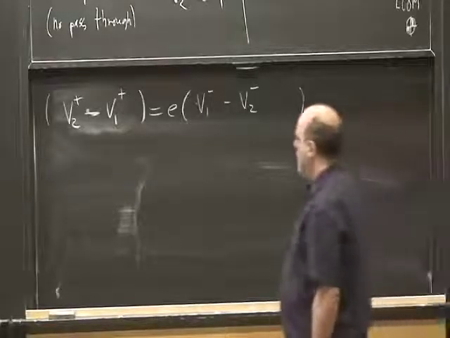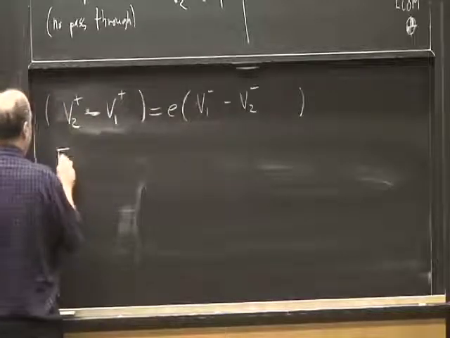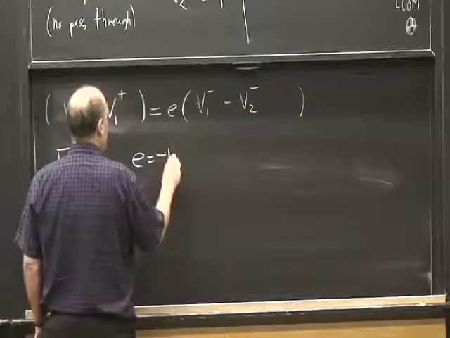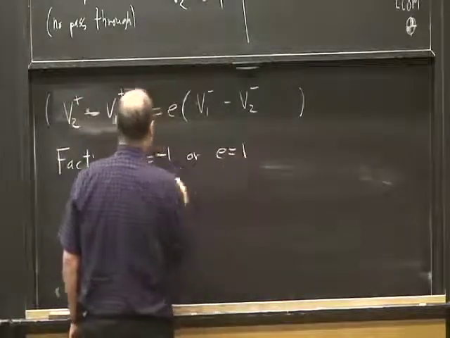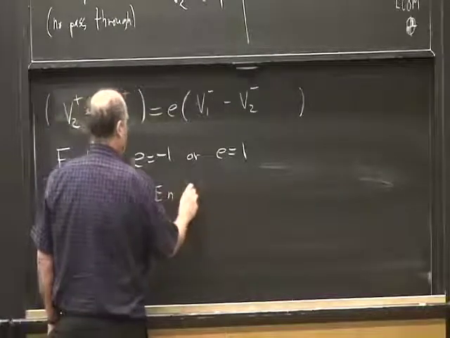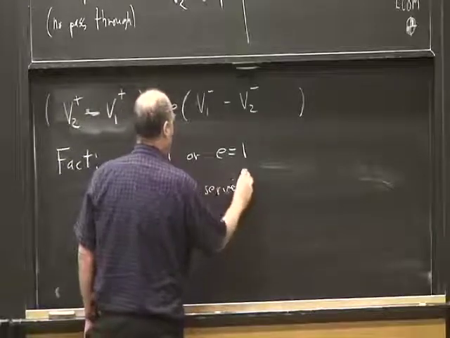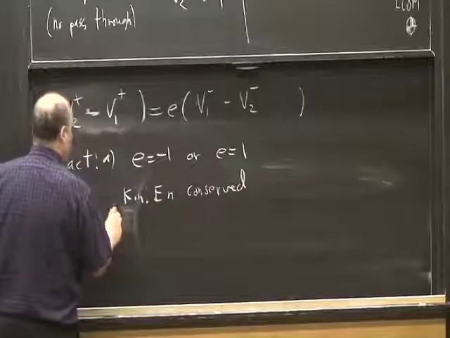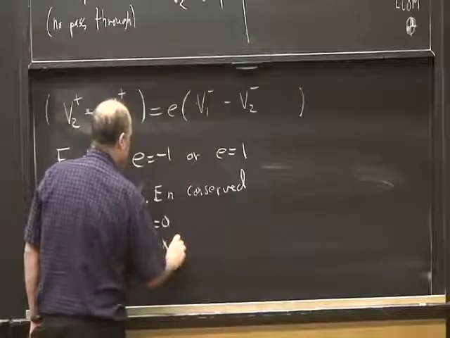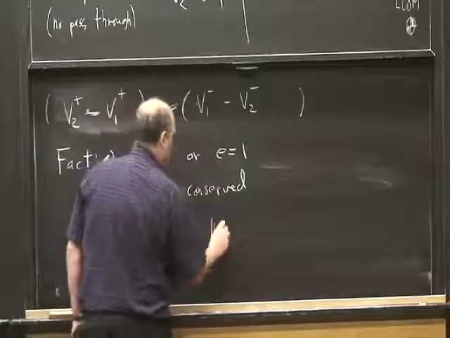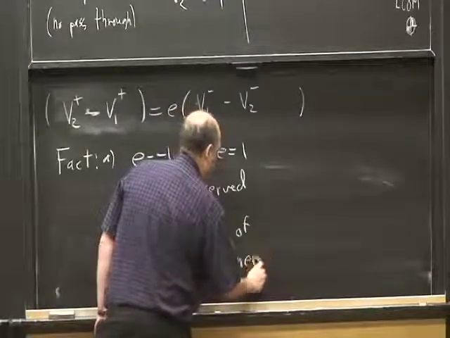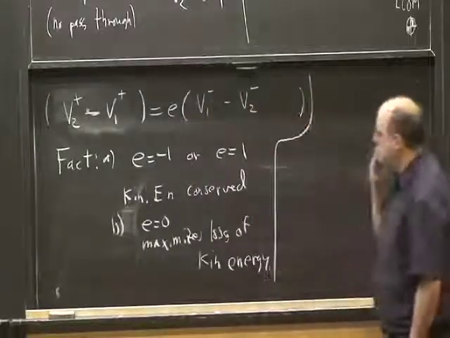Now I tell you a fact, which in part you're supposed to figure out in your homework. The fact is that if E is equal to -1 or E is equal to 1, then kinetic energy is conserved. And your homework problem is to show that if E is equal to 0, it maximizes the loss of kinetic energy. It's one of the few theoretical homework problems that we're going to give you.